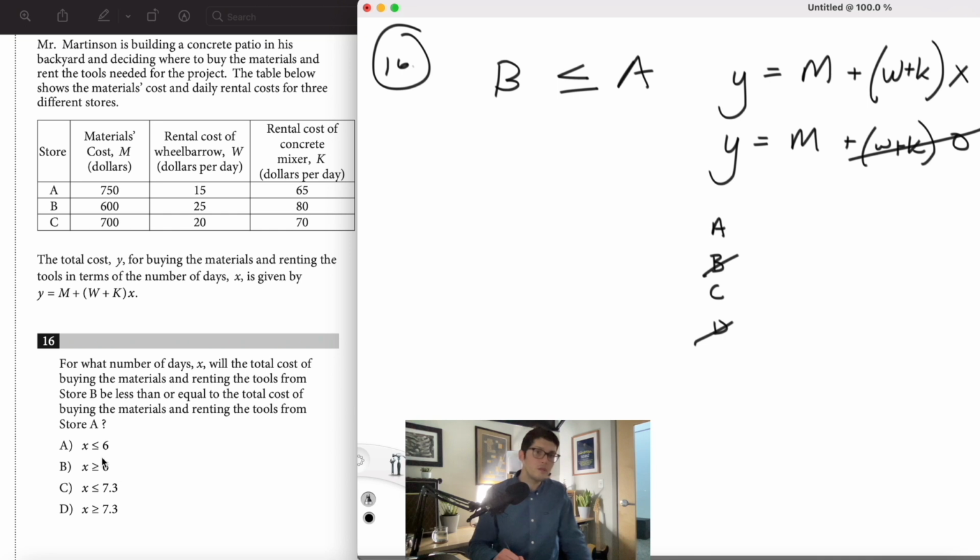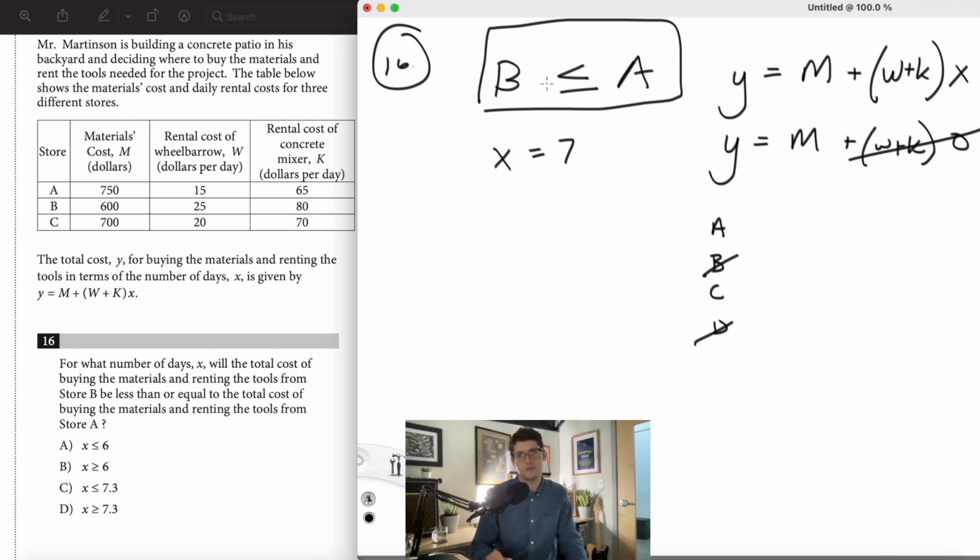So now the only decision we have to make is whether it's only until 6 days or till 7.3 days. The easiest thing to do is try x equals 7. If 7 days still allows B to be the cheaper option, which is what we're looking for, then answer choice A is out, because 7 is not part of the solution set of answer choice A. Conversely, if 7 does not work, answer choice C is out, because 7 is part of the solution set listed in answer choice C.